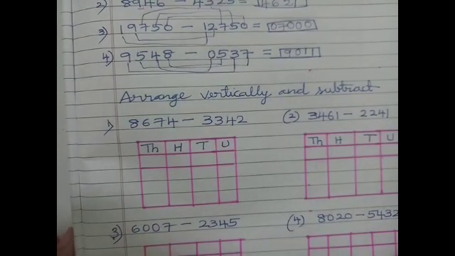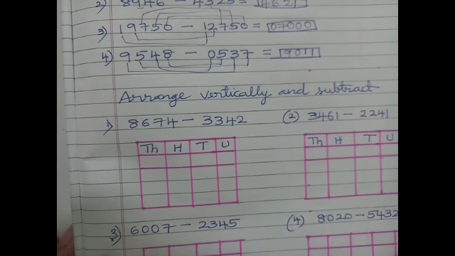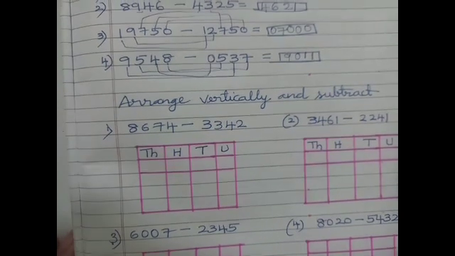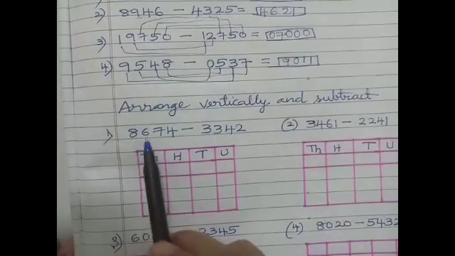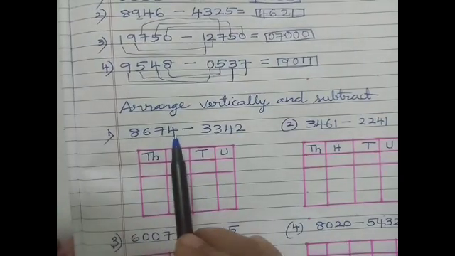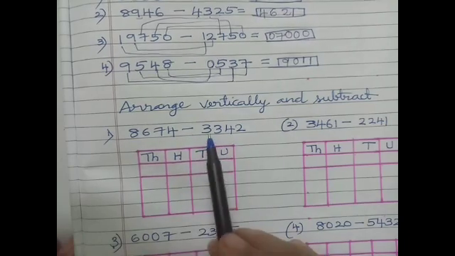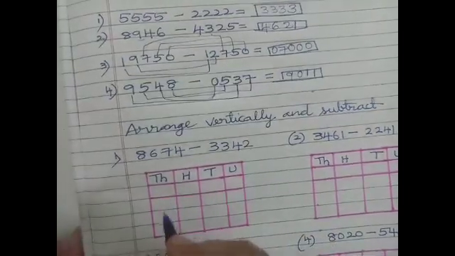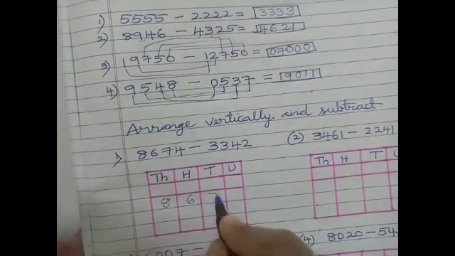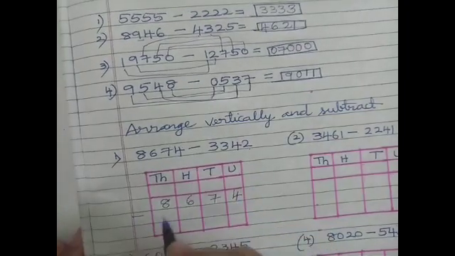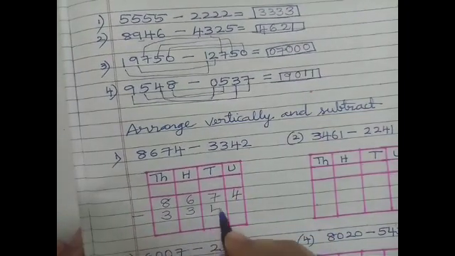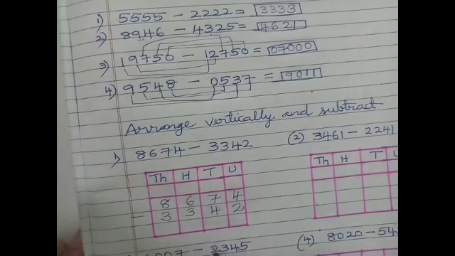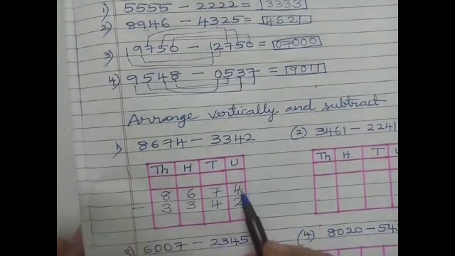Now arrange vertically and subtract. So here we have 4-digit numbers and also the 5-digit numbers. Okay. Now here 8,674 minus 3,342. So let us write here 8,674 minus 3,342. So while subtracting, you have to see the units place.